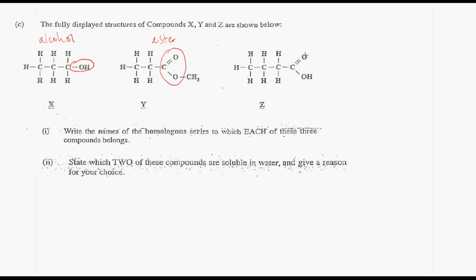And in case of compound Z, we have this group here, which is the carboxylic acid group. Alright, so write the names of the homologous series. So compound X is an alcohol, compound Y is an ester, and compound Z is a carboxylic acid. State which 2 of these compounds are soluble in water and give reasons for your choice.